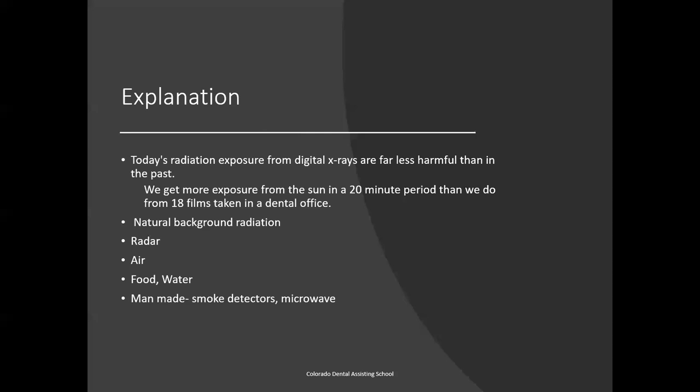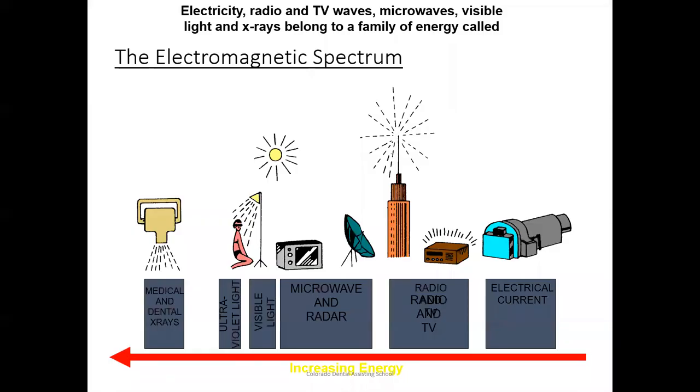You can talk to them about background radiation, radiation in food, water, man-made radiation, that's your cell phones, your microwaves, your smoke detectors, anything like that. There is an example of the electromagnetic spectrum here for you, so it kind of shows them where they're at when they're taking any medical or dental x-rays.